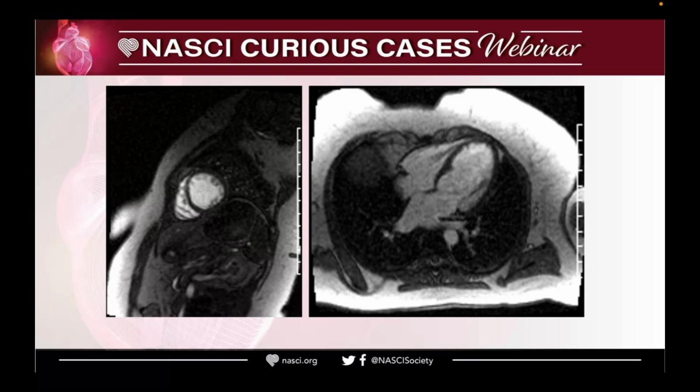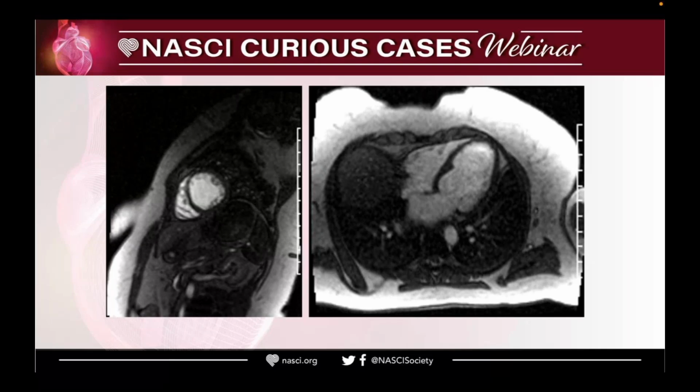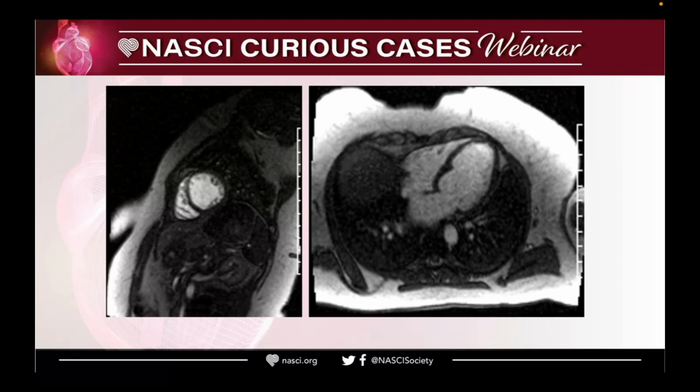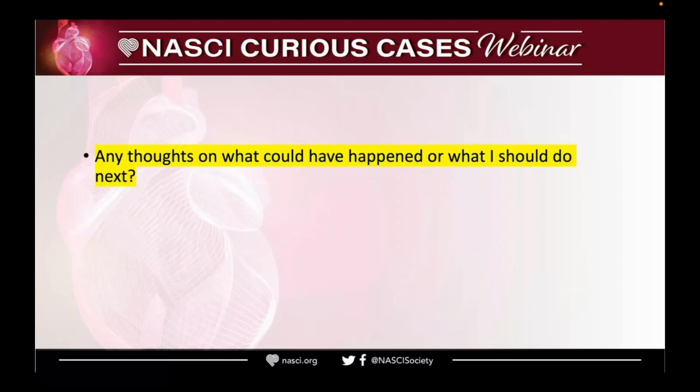So I would raise the same question. Shall they proceed and inject contrast? Any thoughts on what could have happened, why we have these images, or what I should do next?